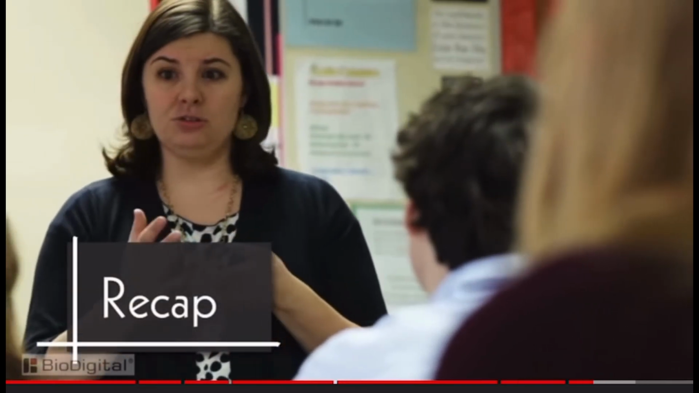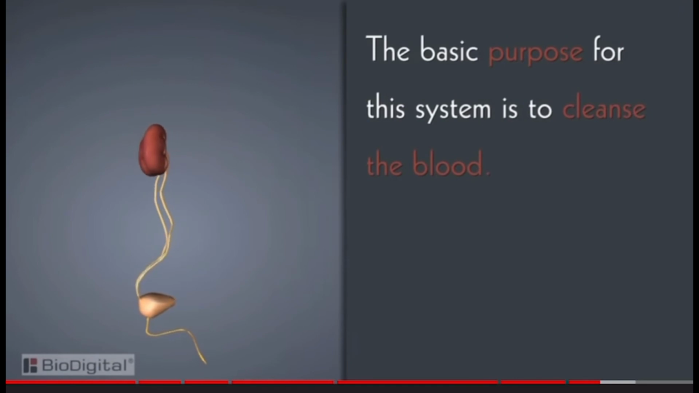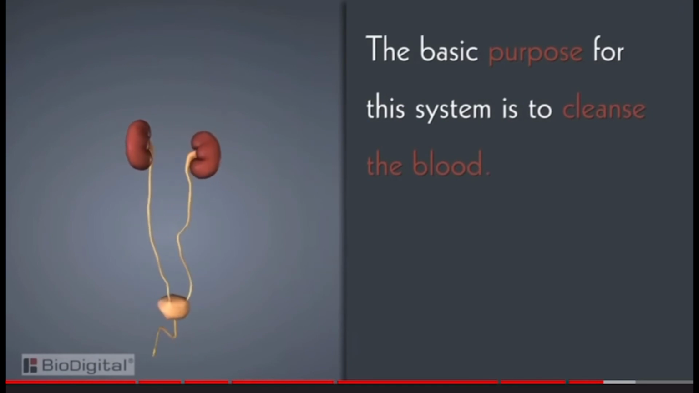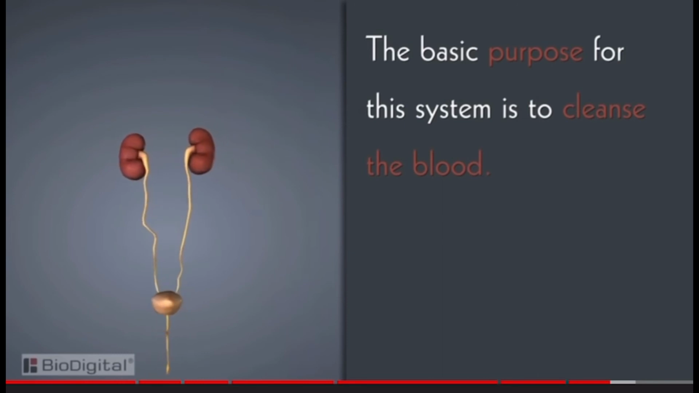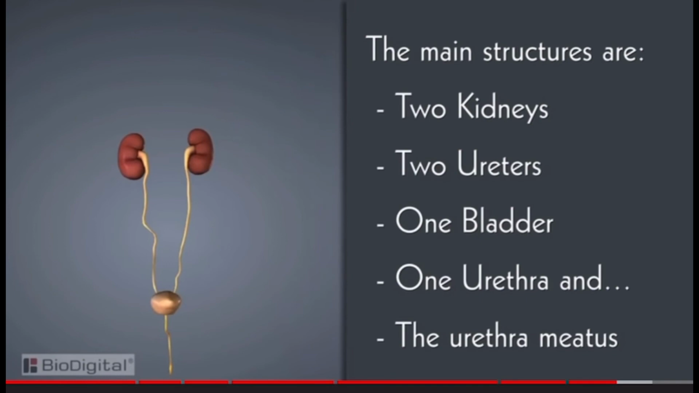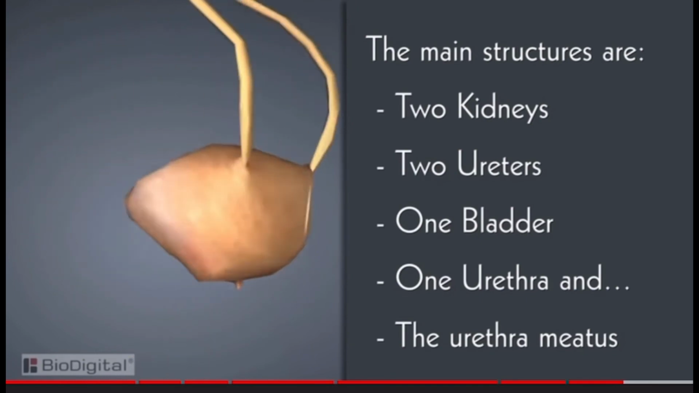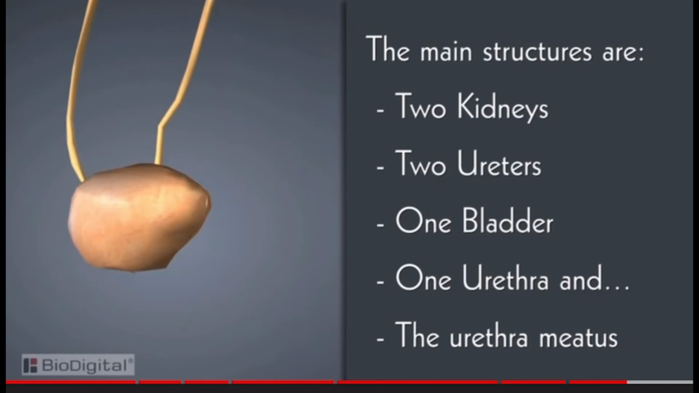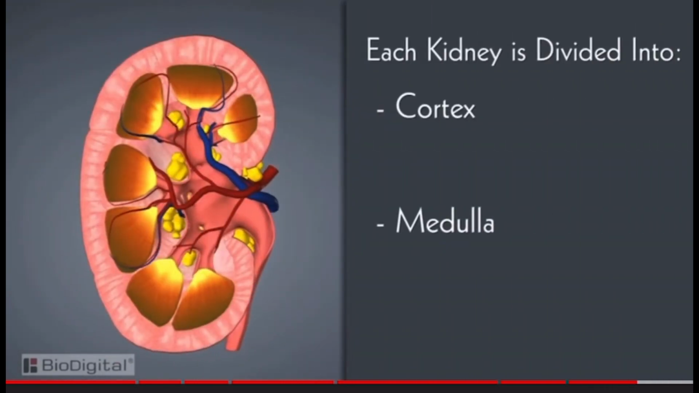Let's go over it one more time. The basic purpose for this system is to cleanse the blood. It filters out toxins such as excess sugars and salts, as well as other substances. The main structures or anatomical parts are 2 kidneys, 2 ureters, 1 bladder, 1 urethra, and the urethra meatus. Each kidney is divided into the cortex and medulla.